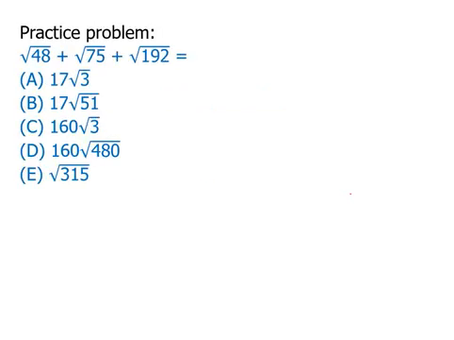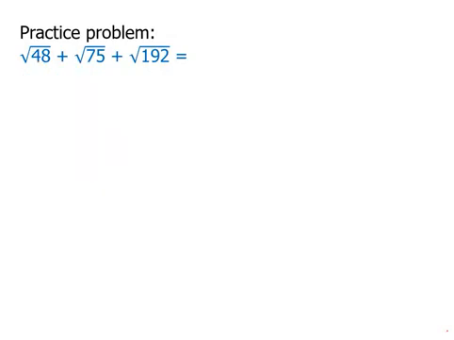Here's a practice problem. Pause the video and then we'll talk about this. Okay, well, first of all, we know we cannot add through the radicals, so we certainly can't add 48 plus 75 plus 192. So instead, we have to simplify each one of those radicals. So let's take them one at a time.